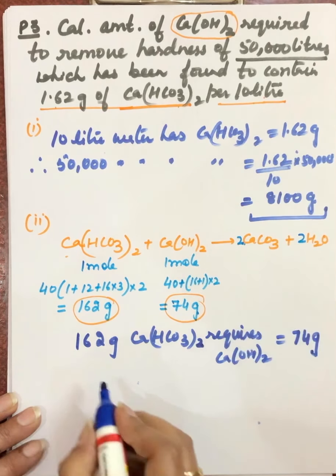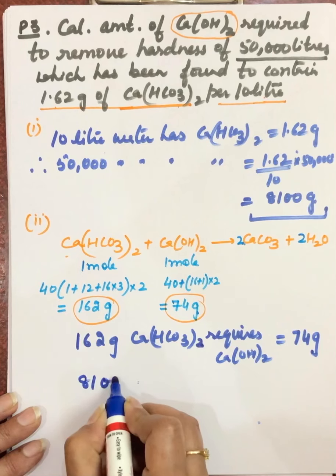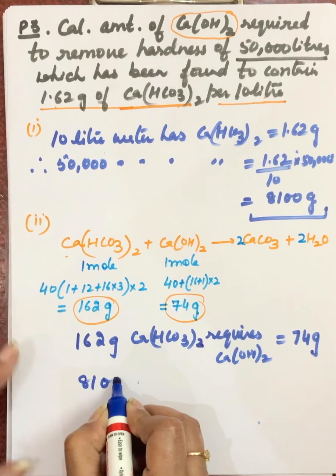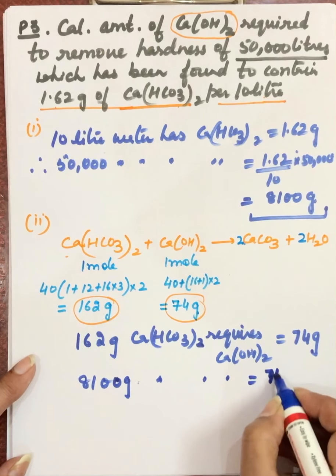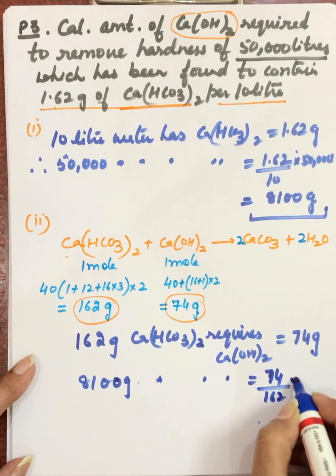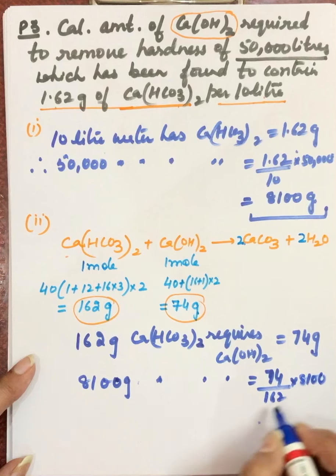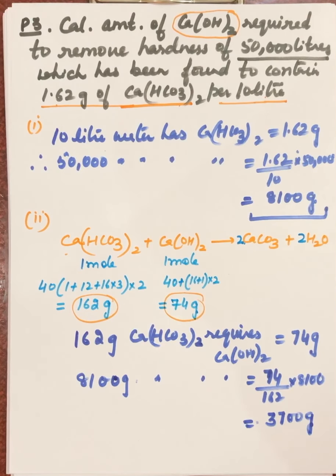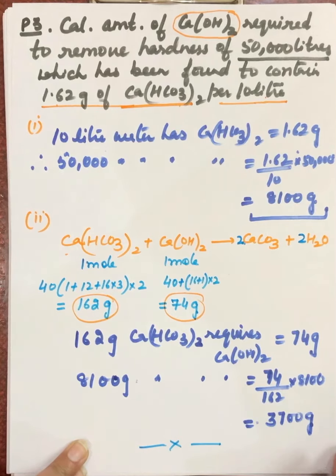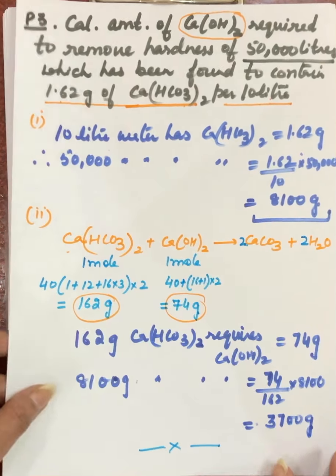And how much calcium bicarbonate do we have to remove? 8100, which is in the 50,000 liter water. For this much calcium bicarbonate, the calcium hydroxide required comes out to be equal to 3700 grams. This much calcium hydroxide is required. So these are our numericals for mass and mass relationship.